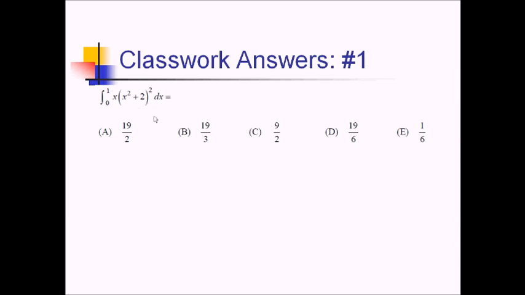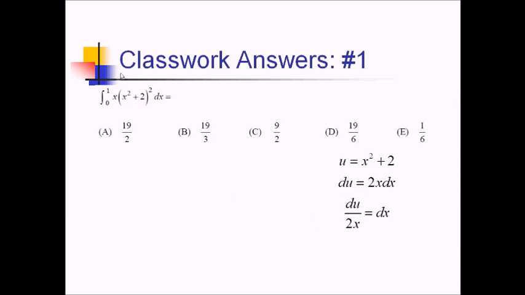However, I'm going to use substitution on this because I see an inner function here whose derivative is elsewhere in the problem. So I'm going to let u equal x squared plus 2. So then du equals 2x dx. And then dividing by 2x, we've got a du over 2x there.